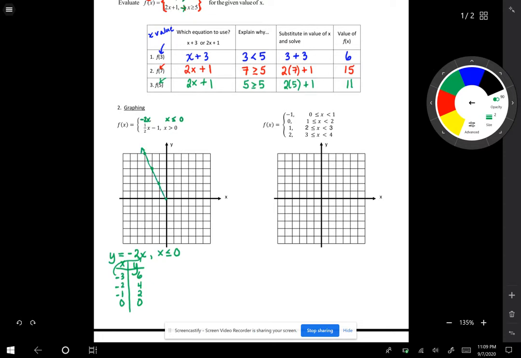The arrow only goes in one direction. It can keep going that way, but it just can't keep going past the 0 because then you get into x values that are positive and we can't choose those.